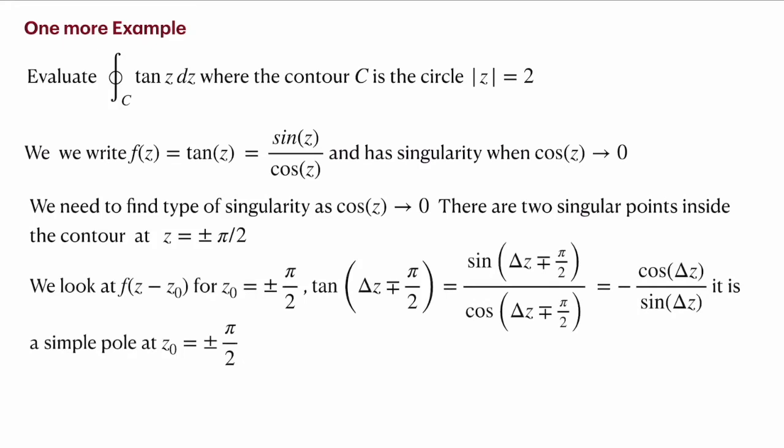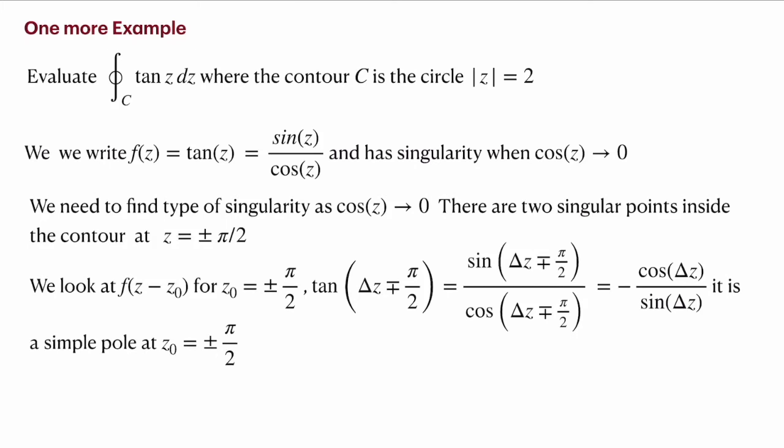Let's try to evaluate the residue. Before that, we need to see what kind of singularity this function has at z is equal to pi by 2. So first we have to see what kind of singularity tan z has at z is equal to plus or minus pi by 2. So to evaluate, we write tan of delta z minus or plus pi by 2, and that can be written as sin delta z minus or plus pi by 2 divided by cos delta z minus or plus pi by 2. This simplifies to minus cos delta z by sin delta z.